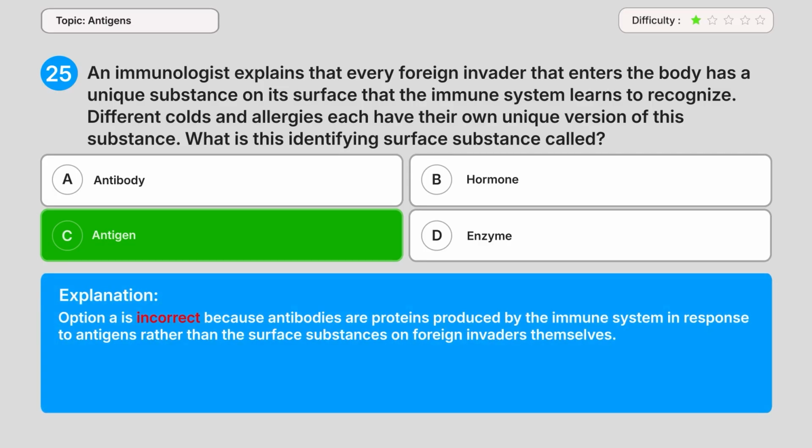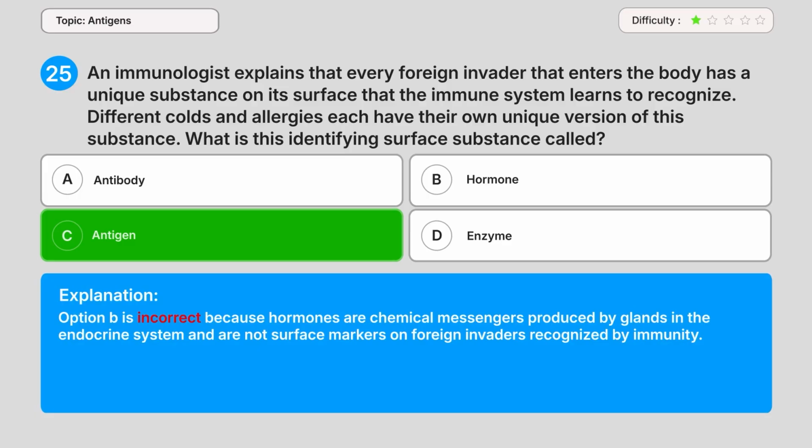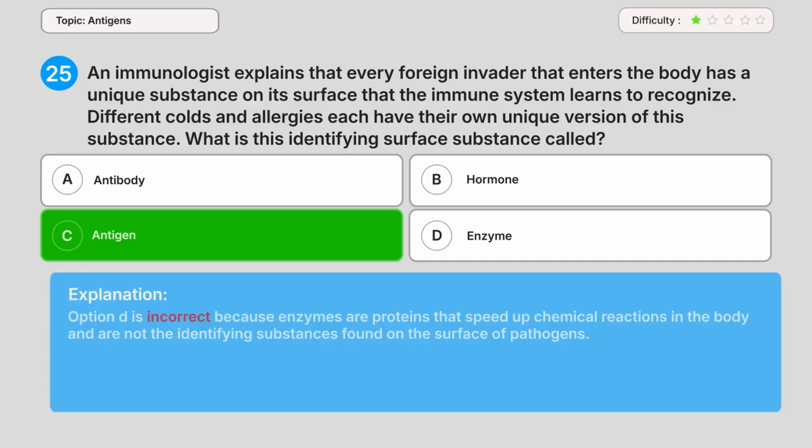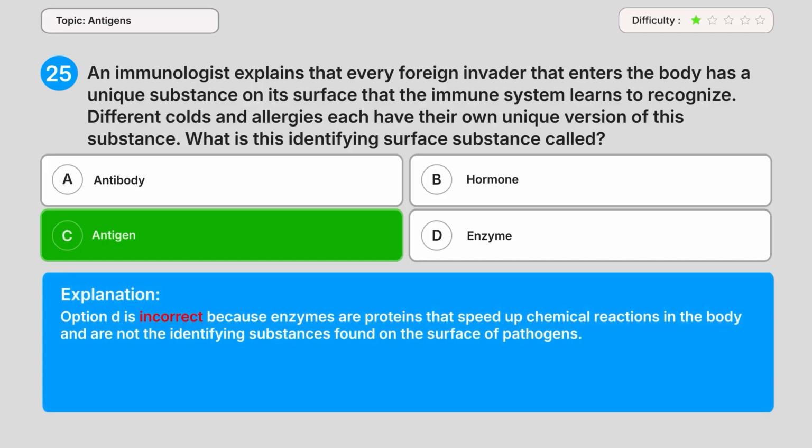Option A is incorrect because antibodies are proteins produced by the immune system in response to antigens, rather than the surface substances on foreign invaders themselves. Option B is incorrect because hormones are chemical messengers produced by glands in the endocrine system and are not surface markers on foreign invaders recognized by immunity. Option D is incorrect because enzymes are proteins that speed up chemical reactions in the body and are not the identifying substances found on the surface of pathogens.